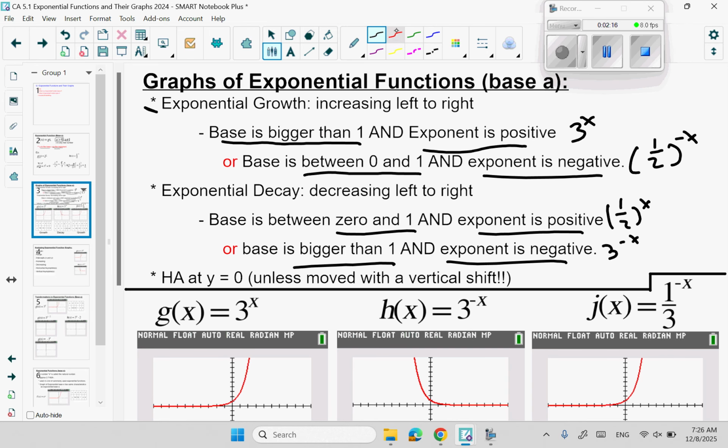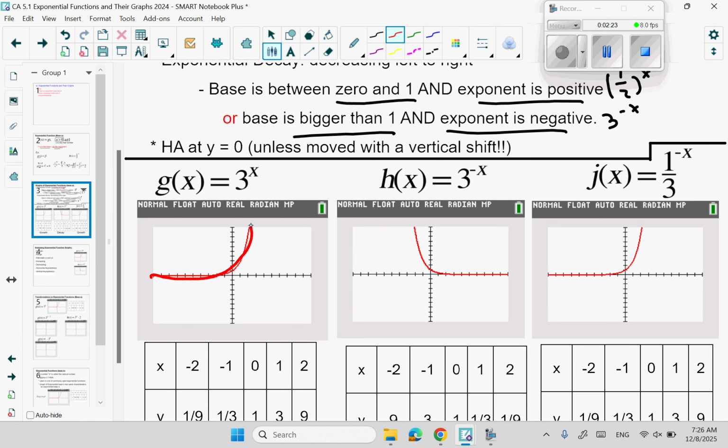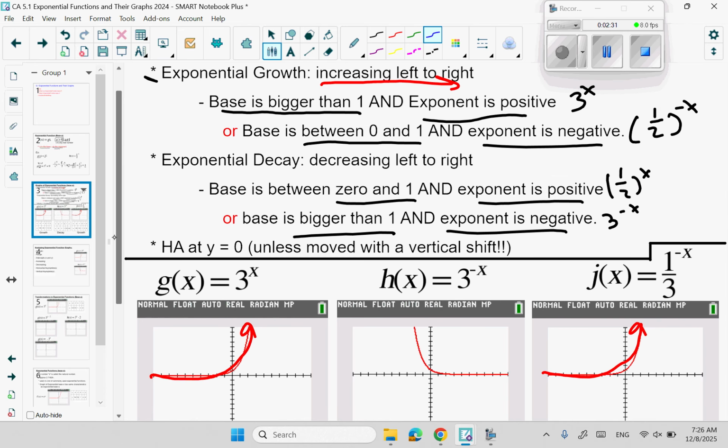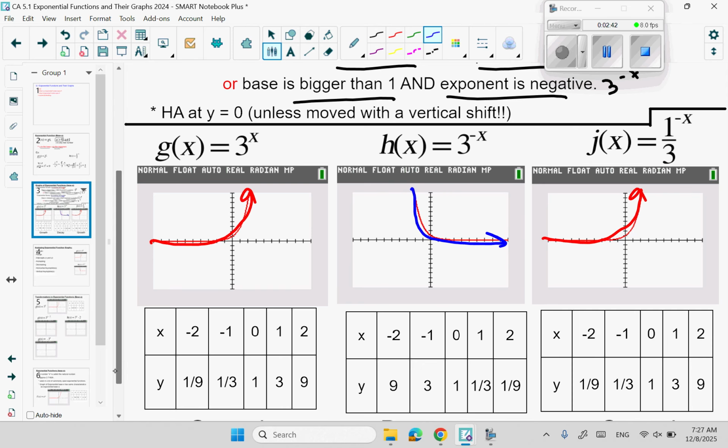Now, what does growth mean? Growth means it is always increasing from left to right. I am always increasing. So that would be a growth. Just like over here, I'm always increasing, so that's growth. Decay means it's always decreasing from left to right. So as you see, my graph is constantly going down. So I'm going to be decaying.